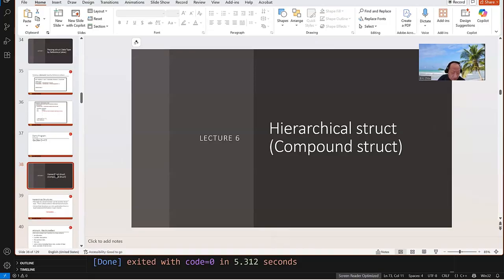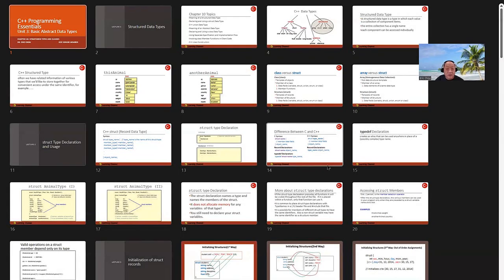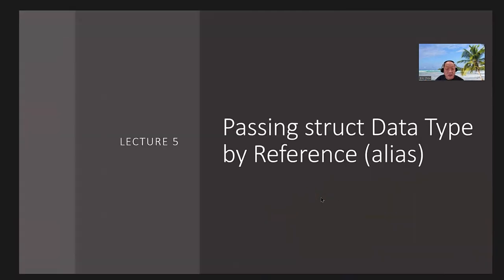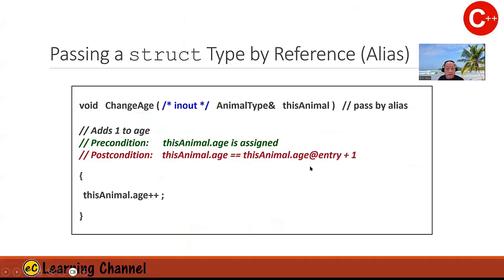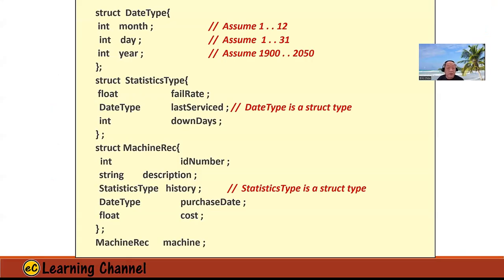Hierarchical structure means, can you put a structure inside another structure? Yes, because the structure itself is a data type. So you can have a structure inside a structure. That actually is fine. Okay. So basically, you may have a structure that is data. There may be a structure that is a statistic, but in the statistic there is a date. Because you may have a statistic, and that statistic has a date.